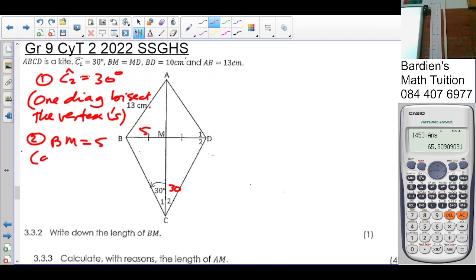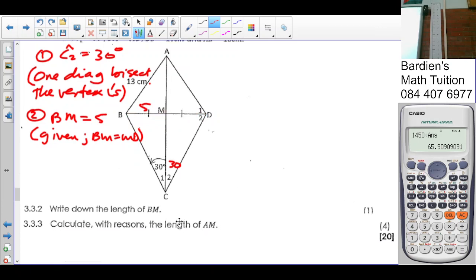Because it's given that BM is equal to MD. That was given to us. No, this length is 10. And if this length here is equal to that length here, I must divide that 10 by 2. Then I get 5 and 5. Okay.